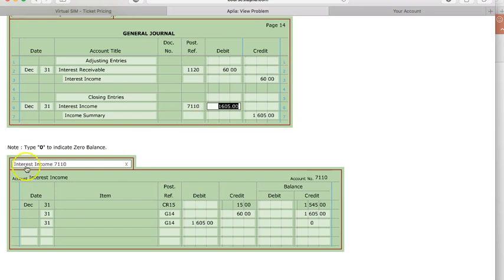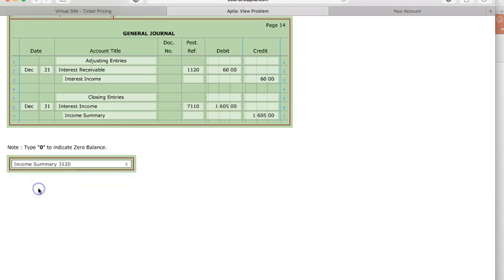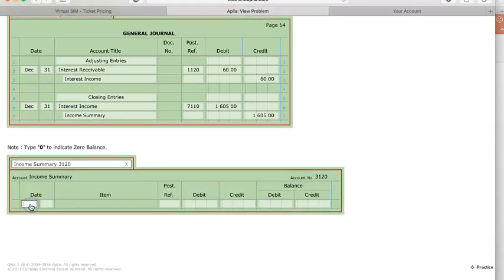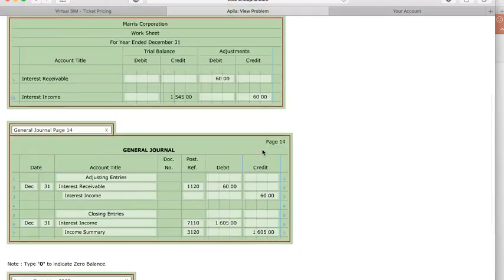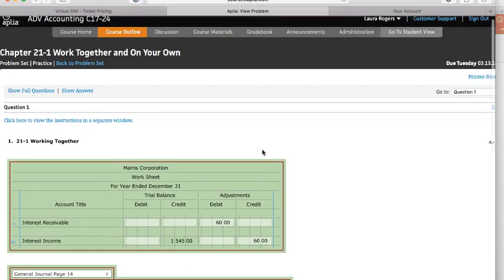Oopsies. And then let's go to income summary. And the date is December 31st. It's from G14. And we are crediting $16.05. Take our account number right there. Okay, let's go back up.